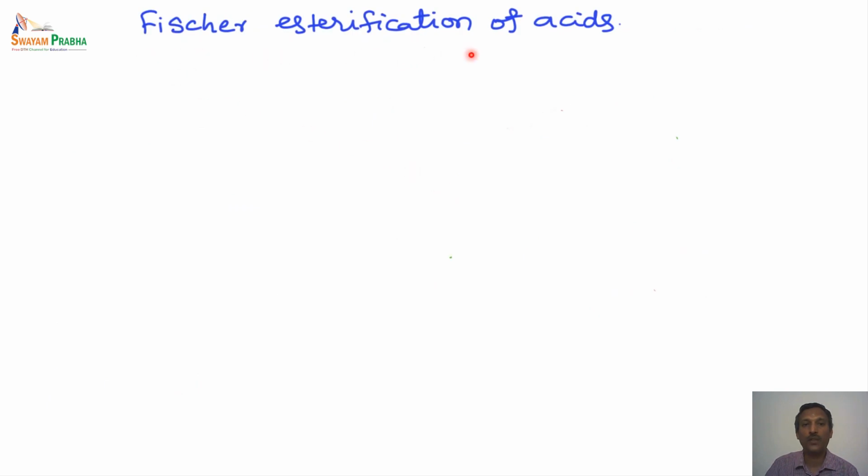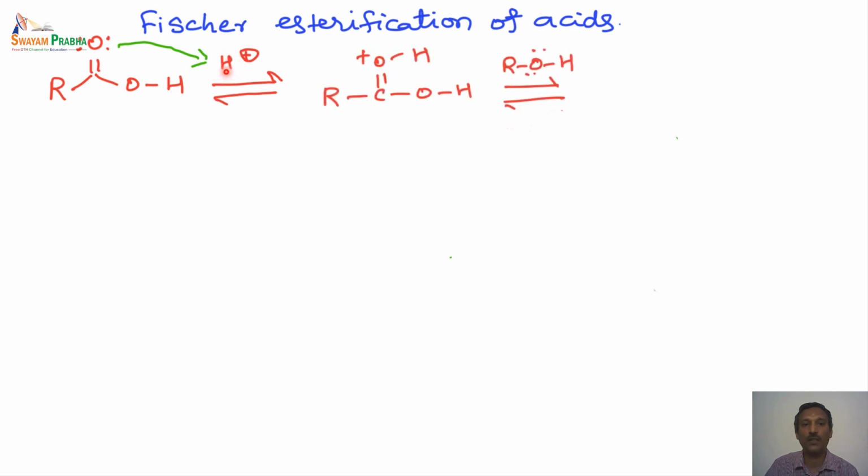The first one we will look at is the Fischer esterification of carboxylic acids. So we have a carboxylic acid here that is treated with acidic conditions. Here we will see the acid catalyzed reaction, so H plus is present in the medium. We already know the oxygen is electron rich, so it will try to bond with the proton, and the initial step is the protonation of the carbonyl oxygen of the carboxylic acid. So this is the initial step under acidic conditions.